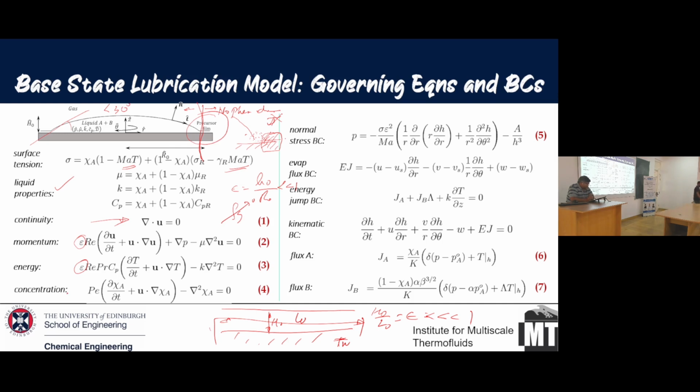You will have the usual concentration equation. This is the concentration equation in the liquid phase. And again, very similar to the lubrication problem we did yesterday, we'll have a normal stress balance. You'll have an evaporative flux, and both A and B have different fluxes. This also shows the variation of height as your evaporation happens, so this is also accounted for here. This is the kinematic boundary condition.